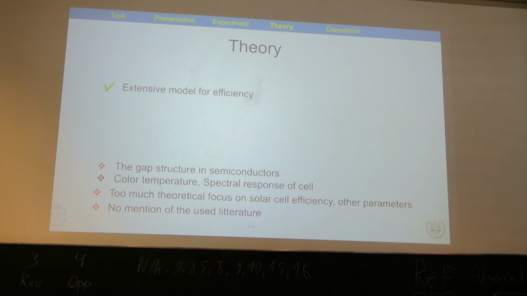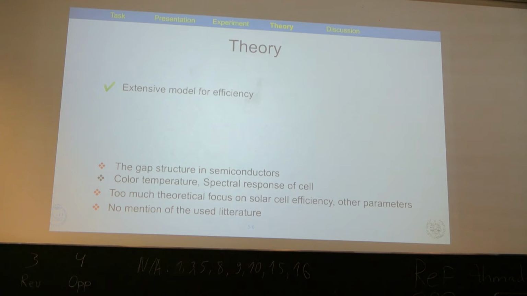But what we missed in the theory were very basic explanations about why we can convert light, like solar energy, to electrical energy. A little discussion on the band gap structure in semiconductors would have been great, which also leads, as I will come to in the discussion, to the direct limits of these experiments. Also, for the color temperature, we did see a definition, but from the theoretical explanation we could not see how this could be measured in the experiment itself.